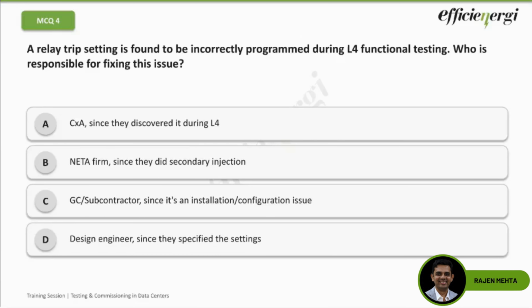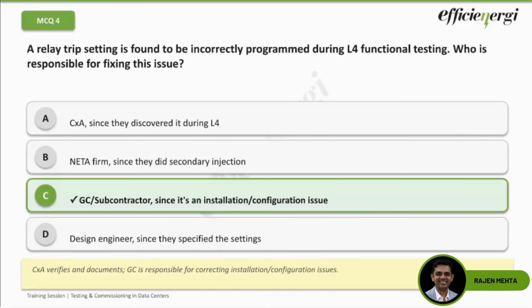Professor is saying C. Okay. C. Yeah, C. That's right. Configuration ही गलत है. Configuration गलत. So टेस्टिंग एजेंसी का प्रॉब्लम नहीं है, वो डिजाइन वाले का प्रॉब्लम नहीं है, CXA का प्रॉब्लम नहीं है, कॉन्फ़िगरेशन भी गलत किया है. So GC का accountability GC की है.